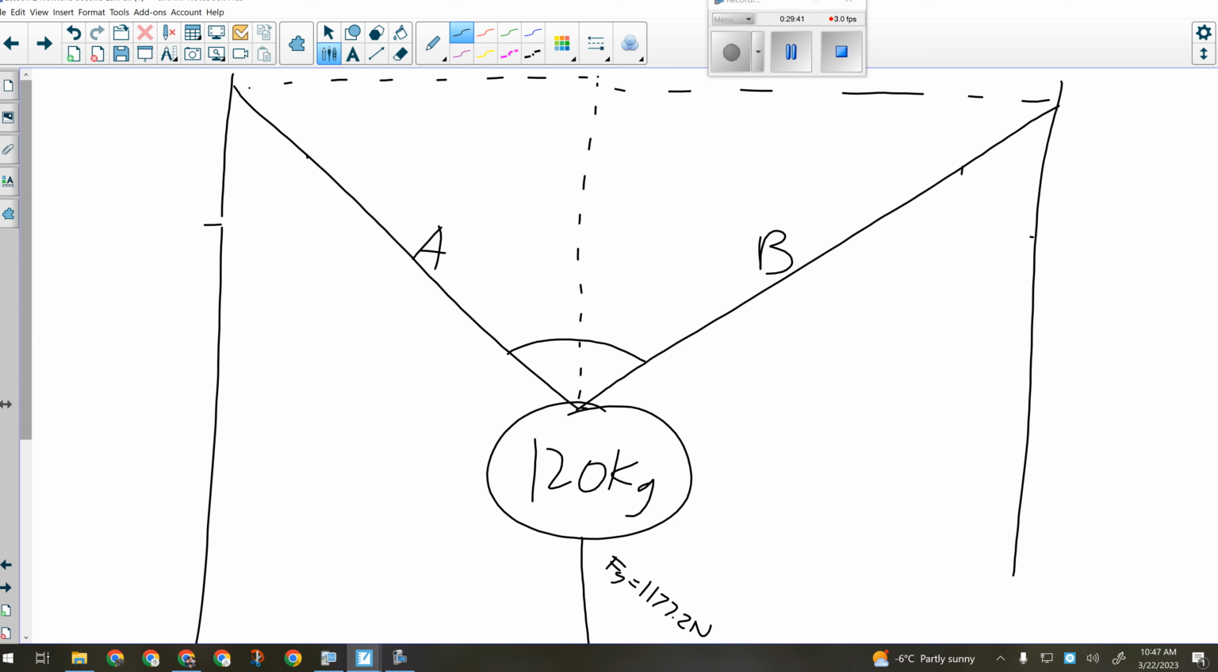Or maybe you drew them this way. It doesn't really matter which way you drew them. Each one of those cables has a vertical component and a horizontal component. They are, after all, angled. Since this angle was 100, that means this angle is 50.